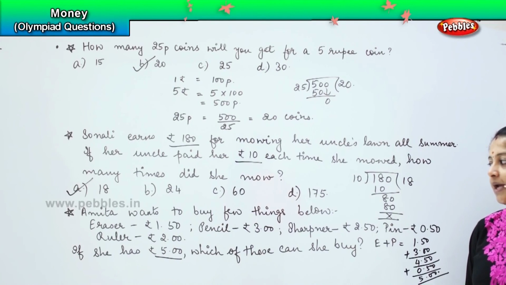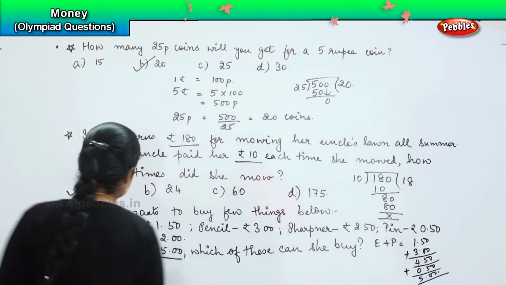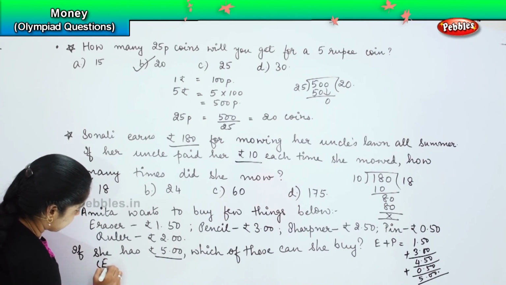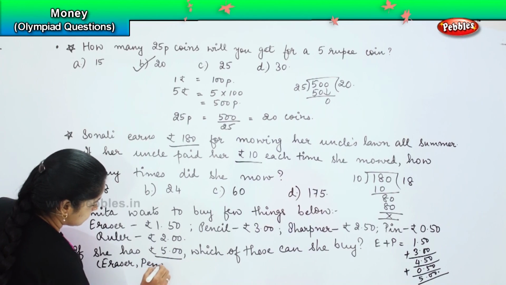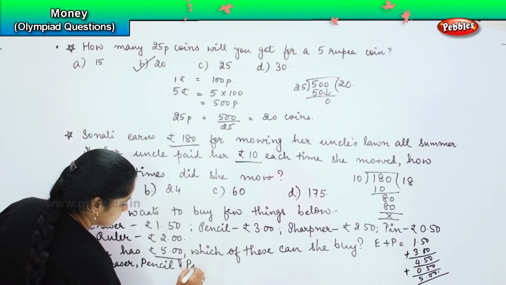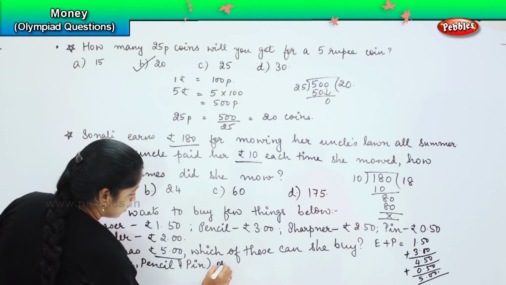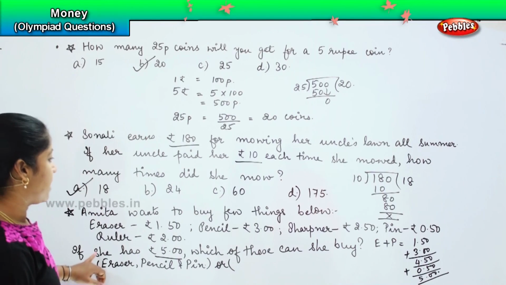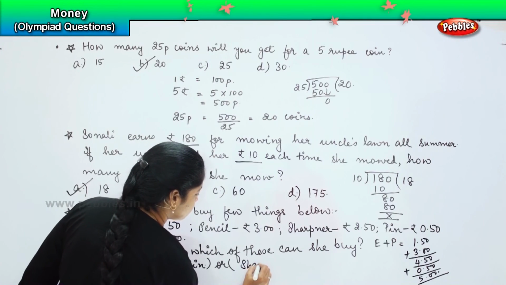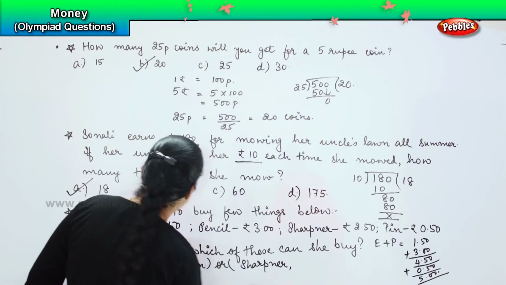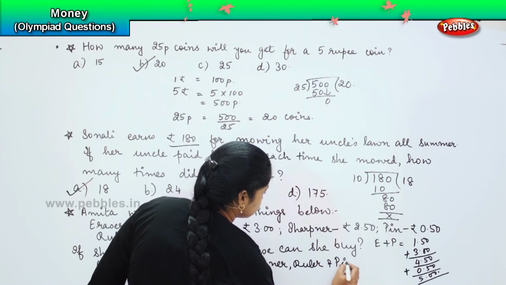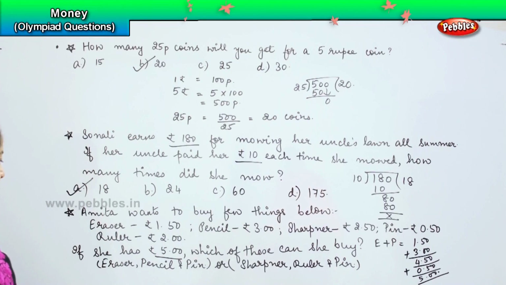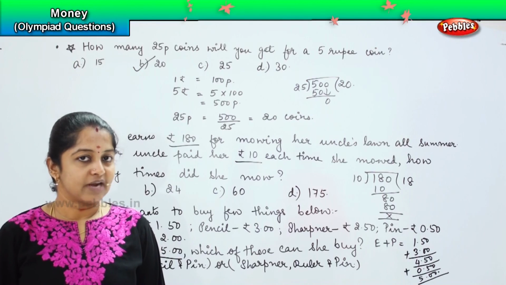So what things can she buy? She can buy eraser, pencil and pin, or what else can she buy, children? She can buy a sharpener, ruler and pin. Okay. So she can buy either this or this in this 5 rupee combo. Clear? Shall we move to the next question?